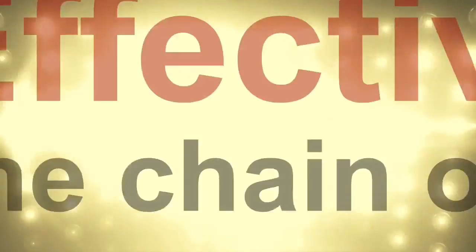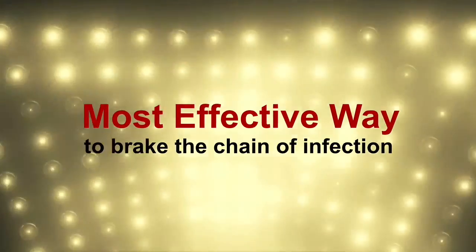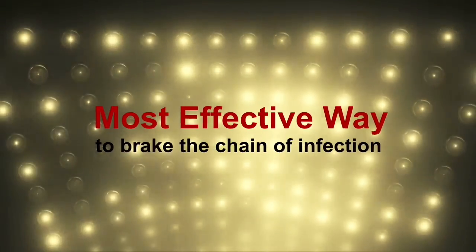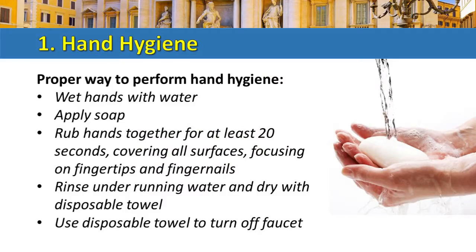Hand hygiene is the single most effective way for healthcare workers to break the chain of infection. But surprisingly, many healthcare workers do not perform hand hygiene correctly. The proper way is to first wet your hands with water, apply soap and work it into a lather, rub hands together for at least 20 seconds, covering all surfaces and focusing on fingertips and fingernails. Then rinse under running water and dry with a disposable towel. Then use the disposable towel to turn off the faucet.